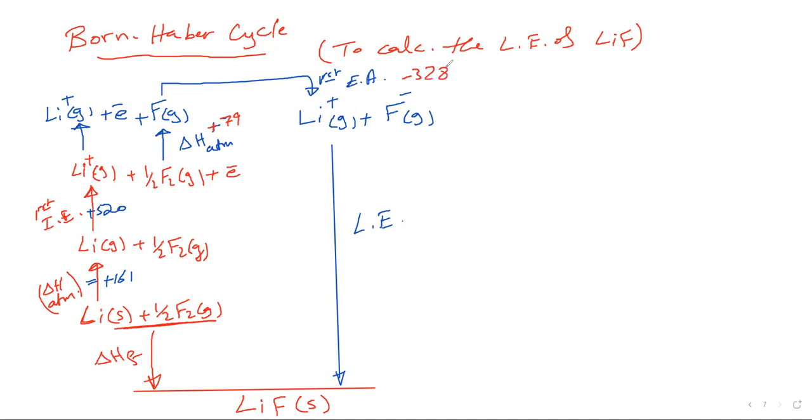328 kilojoules per mole. And of course, they should give us the enthalpy change of formation of lithium fluoride. Maybe they gave it to us somewhere. One minute. Yes, the enthalpy change of formation of lithium fluoride is minus 617 kilojoules per mole. Now we have all the values except the lattice energy. So we say that the energy of the first route is equal to the energy of the second route. The first route is the enthalpy change of formation, which is minus 617, equal to all the other energies.